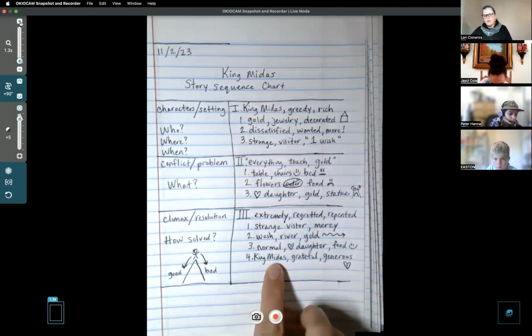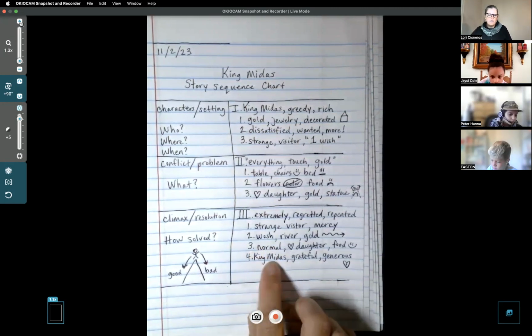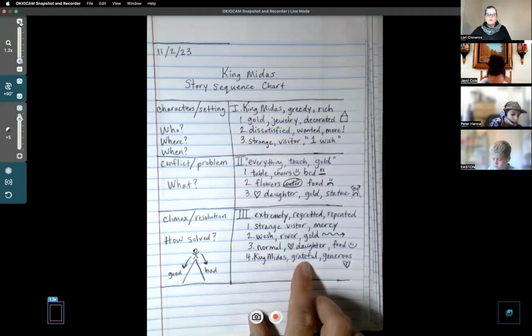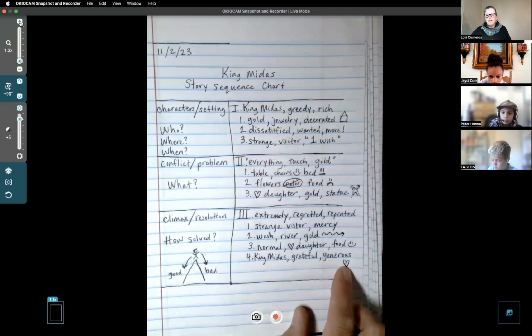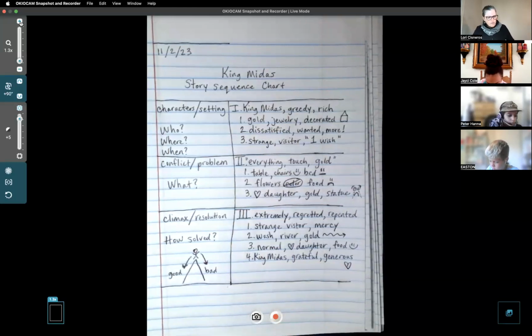So King Midas, we're counting that as one word because it's a proper noun. It's his name. King Midas was grateful and generous and loved by all his people. I think it would be really important to make sure to include that because it's kind of the coolest part of the story, right? He's a totally changed man. So it's worth talking about in your story.